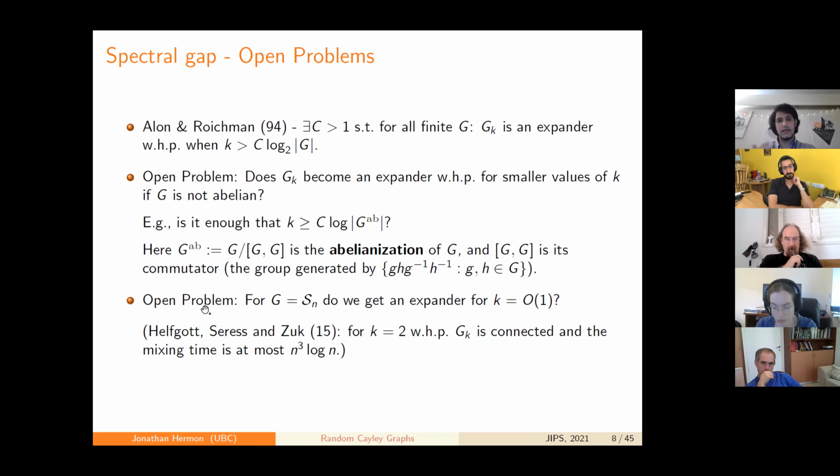In particular, this would imply that for the symmetric group, already for order 1 generators, we have with high probability that G_K is an expander. And this is a major open problem, the case that G is the symmetric group. It's really pushing things as far away from what I'll be talking about today, which is the abelian case and a bit of the nilpotent case. The state of the art for the symmetric group is due to Helfgott, Seress, and Zuk: for 2 generators, with high probability, G_K is connected. They also have a bound on the mixing time.